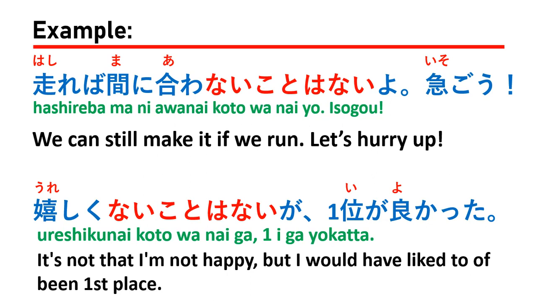That means when you do something in a competition, you get second place or third place. You are happy, but you still want to be in first place, right? So you can say, I'm happy, but I still want first place. So in Japanese you can say, 嬉しくないことはないが、1位が良かった。Right? If I got first place, it would be better. Something like this.